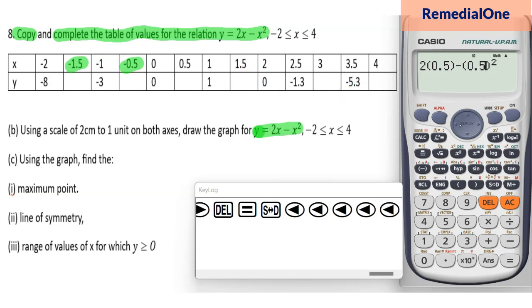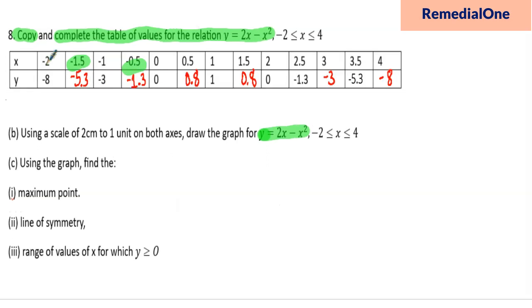Then 3. Here, delete everything and put 3 here, and equal. It's going to give you negative 3. And then 4. Just come back here, delete, replace it with 4, and you get negative 8. So now you are able to complete the table for your 3 good points. So let's go ahead and complete the table. So the table has been completed. In a few minutes, you're done with the table with the help of the calculator, and you get your points.